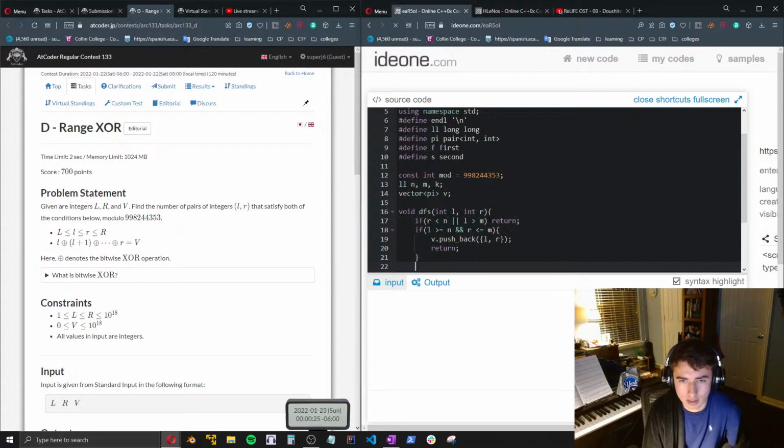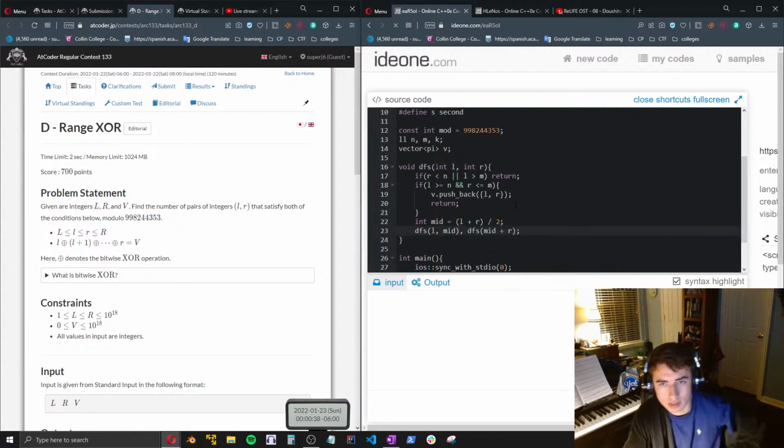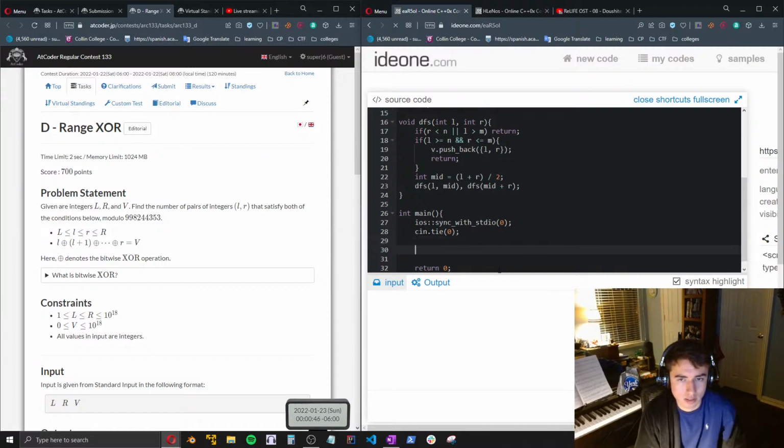Defs mid is R 2 defs mid defs. So as you can see, this is doing exactly what a segment tree does to get the intervals that N to M covers. So we're doing like what, DFS. So first I see N K, and then DFS 0.